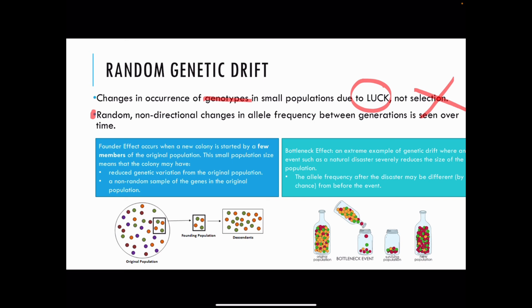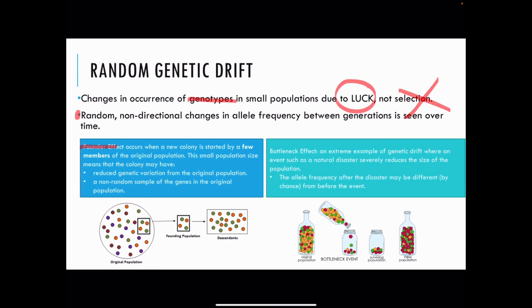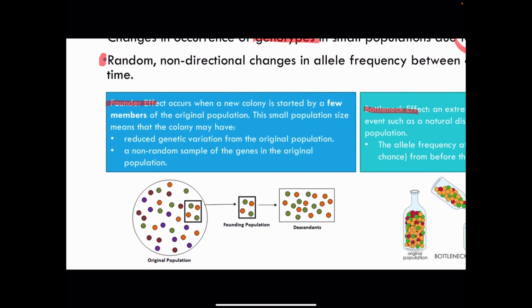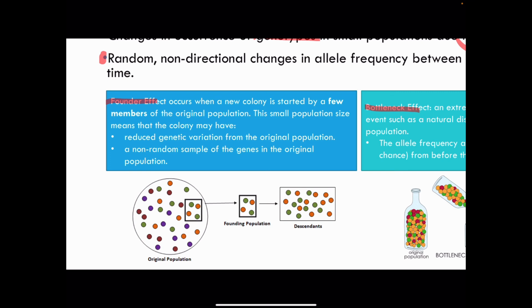Two types of random genetic drift. There's the founder effect and then the bottleneck effect. Now, the founder effect occurs when a colony is started by a few members of the original population, okay? Now, this small population size means that the colony will likely have reduced genetic variation, okay? And that a non-random sample of the genes will occur.